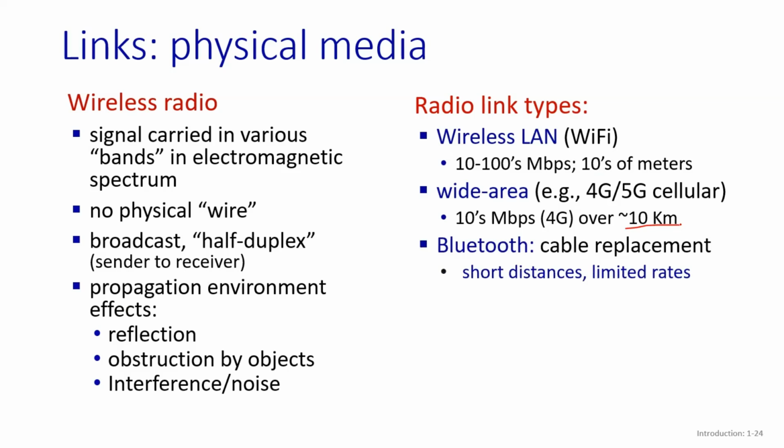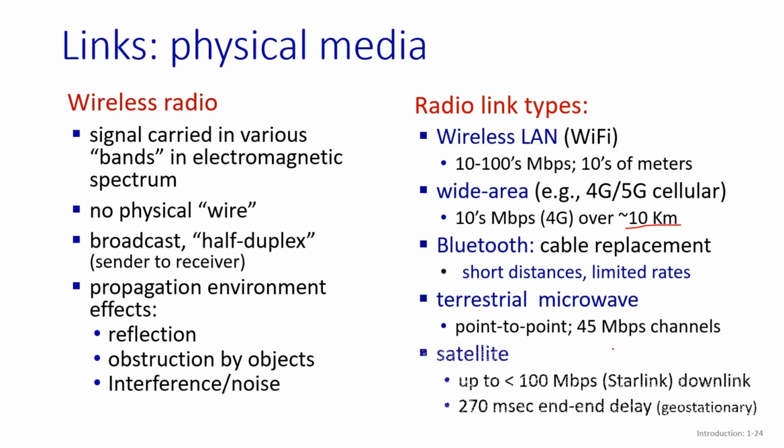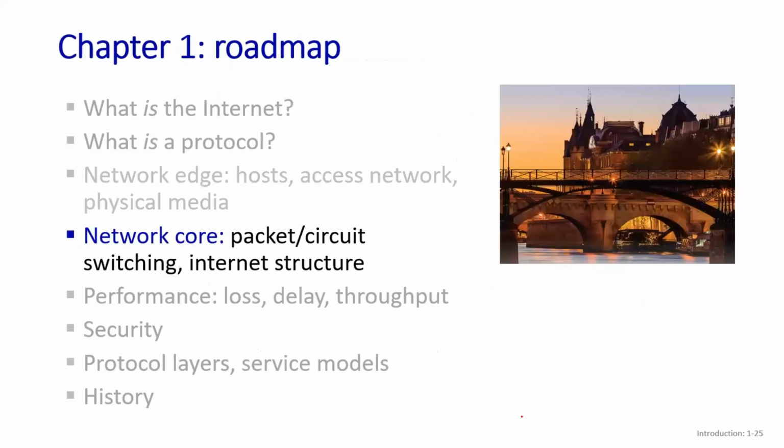Then we have Bluetooth. It's a cable replacement whenever we want to share files and media wirelessly without cable. It covers very short distances, and it has very limited transmission rates. And then we have terrestrial microwave, which is point to point with 45 MB per second channels. And then we have satellite signals up to 100 MB per second. Starlink provides a capacity of up to 100 MB per second downlink, and then 270 millisecond end-to-end delay, geostationary.